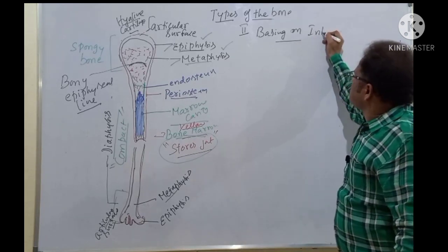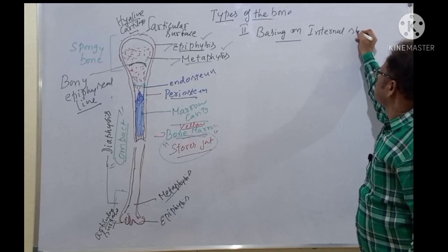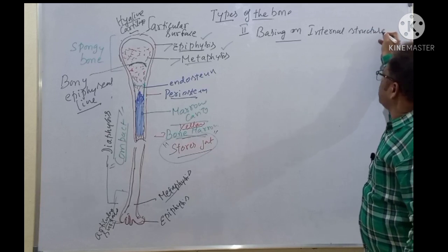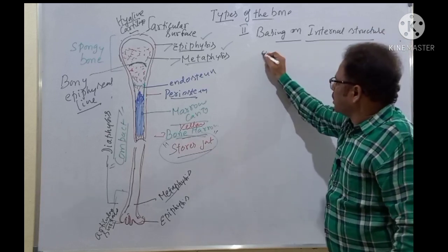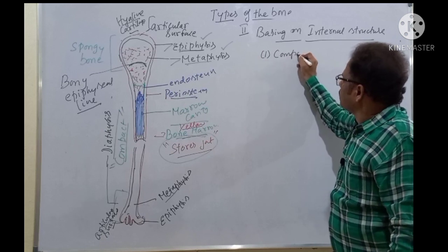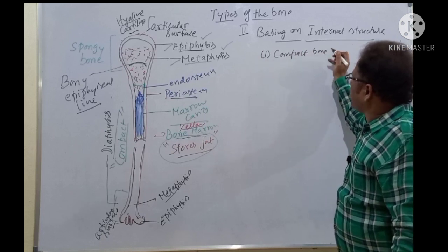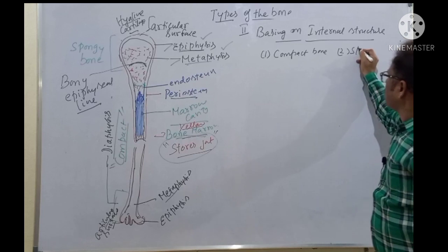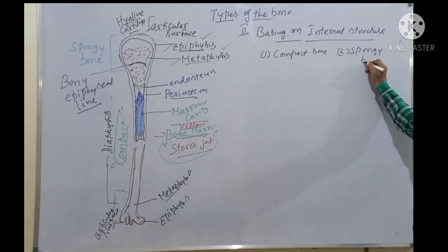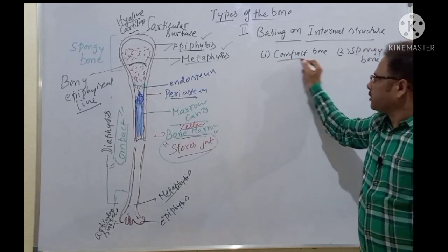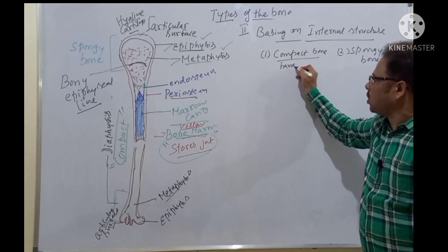Basing on internal structure of the bone, there are two types out there. One is called the compact bone, and the other is the spongy bone. Compact bone and spongy bone. What is compact? Very hard, very tough, very solid.